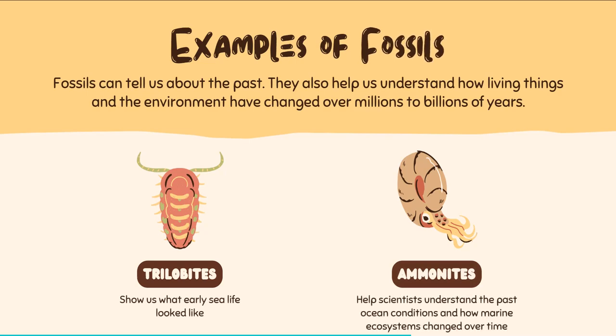Some examples of fossils are trilobites and ammonites. Fossils can tell us about the past. They also help us understand how living things and the environment have changed over millions to billions of years. Trilobites show us what early sea life looked like. And ammonites help scientists understand the past ocean's conditions and how marine ecosystems changed over time.